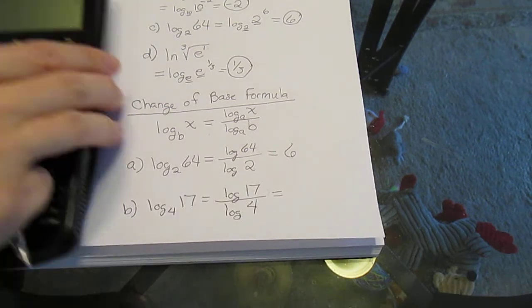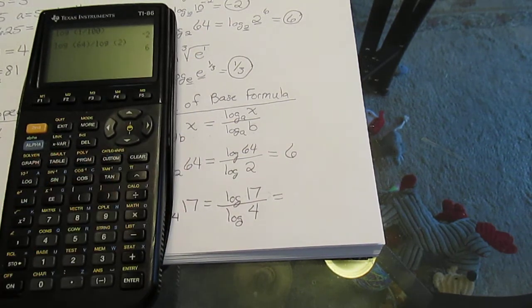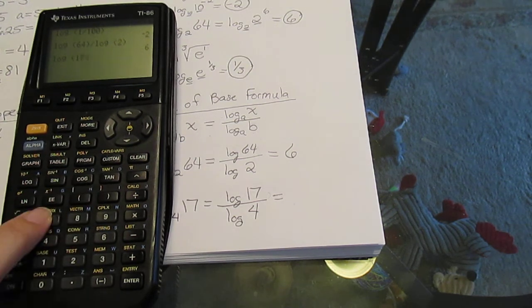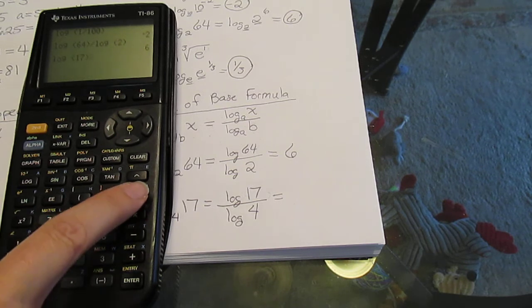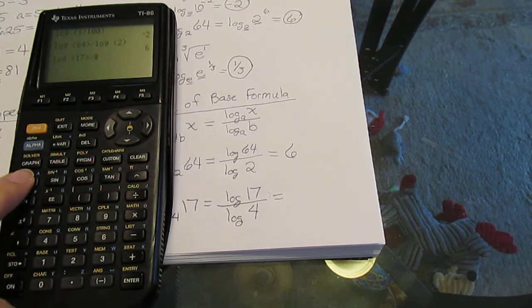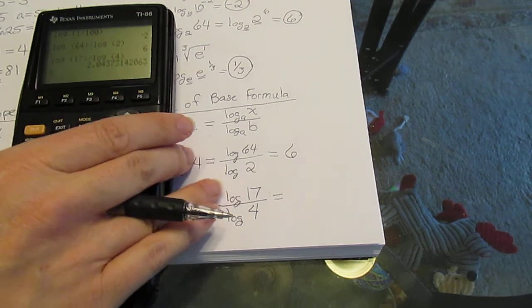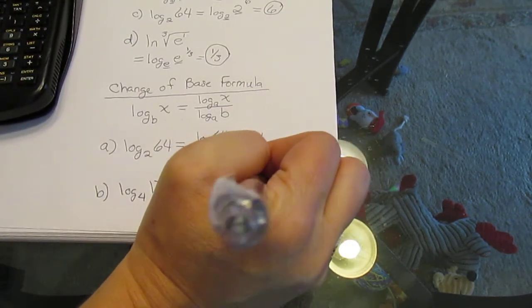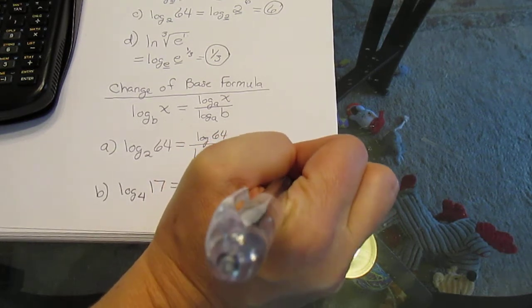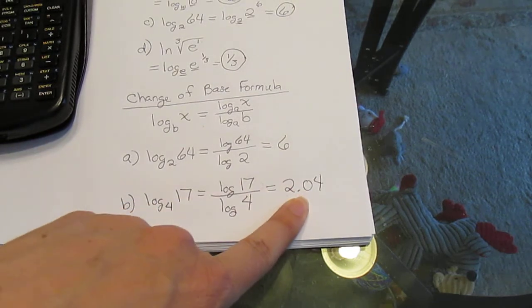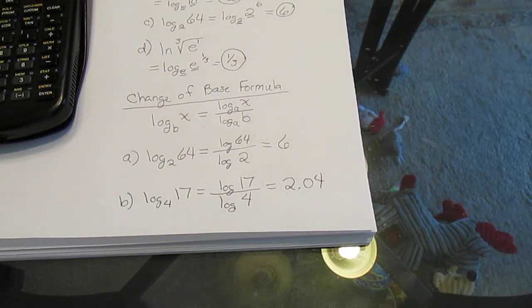Okay, and then just plug it into your calculator. So we've got log, parentheses, 17, parentheses, divided by log, parenthesis, 4, parenthesis, and I got about 2.04. You'll see that it continues on. Just follow the directions wherever it tells you to round. If it doesn't tell you a specific place to round, round it to 2 decimal places. That's usually a nice place to go.